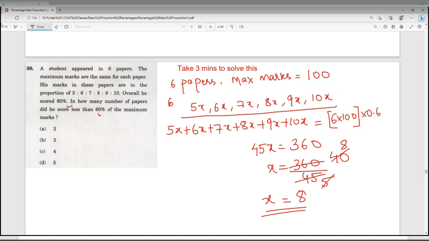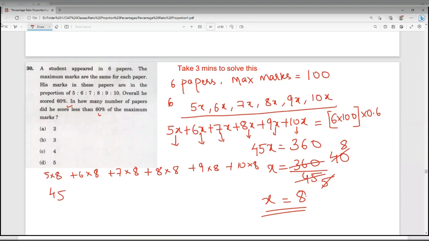So since x is equal to 8, we can calculate the marks for each paper here. So we have 5 into 8 for the first paper, then 6 into 8 for the second paper, 7 into 8 for the third paper, 8 into 8 for the fourth paper, and so on, up to 10 into 8. So this is 40.